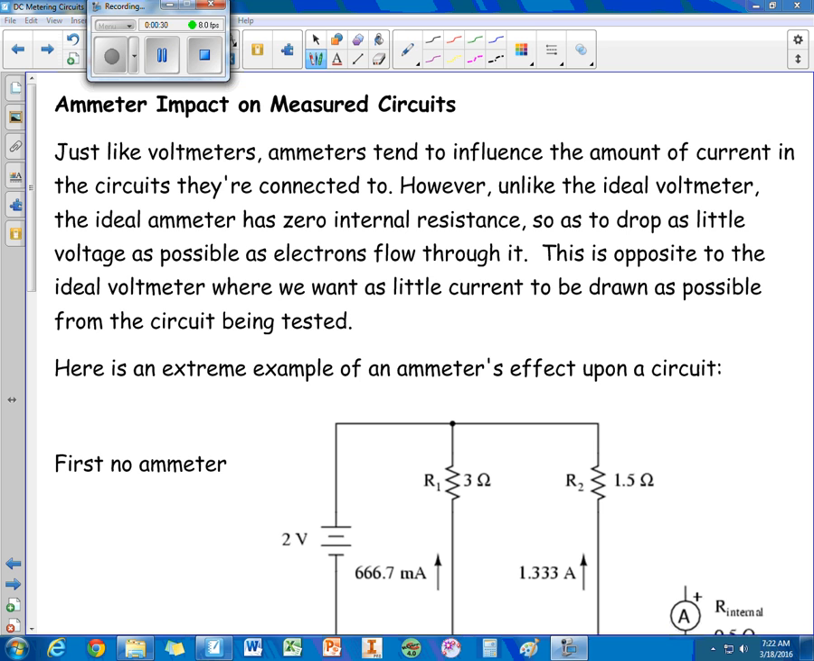So remember that when it came to a voltmeter, to reduce the loading, we wanted a high resistance. The higher the resistance of a voltmeter, the better. For an ammeter, it's just the opposite. We want to have as low of resistance as we can, because we want to drop the voltage as little as possible so that the electrons can flow through it easily. Again, this is opposite to the ideal voltmeter.